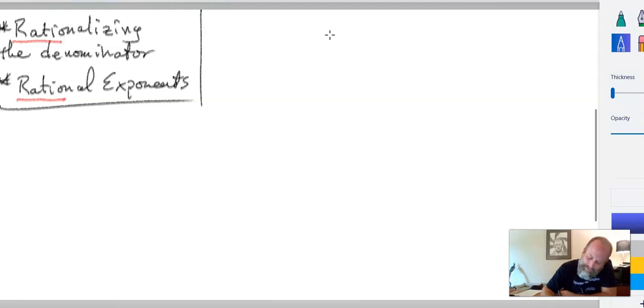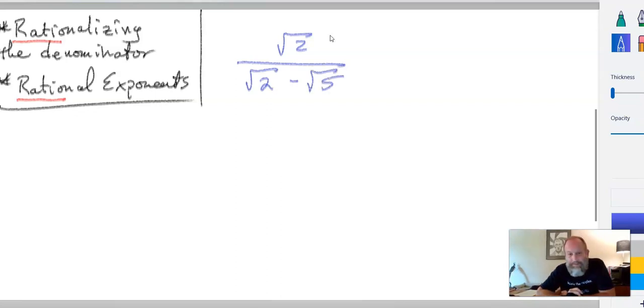So let's say I have root 2 over root 2 minus root 5. Okay, see what you can do with that one. It's the same process as we did last time. So this is actually the place where you pause it. Okay, so presumably you've worked on this one. Let's go ahead and see what we can get done here.